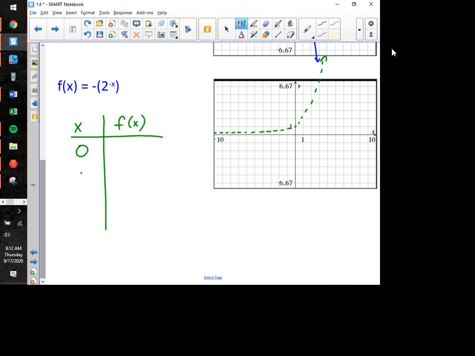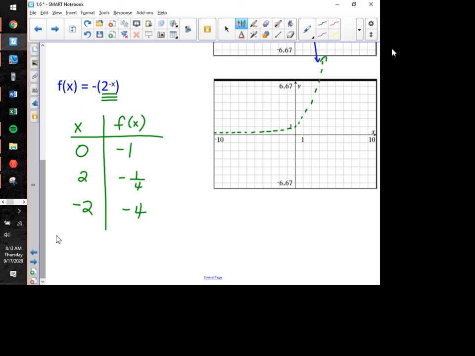And I'm going to pick 0 and 2 and -2, same x values we've been choosing lately. So when we plug in a 0, 2 to the -0 power is still 2 to the 0, and it's still 1, and the opposite of that is going to be -1. Plugging in a +2, this now becomes 2 to the -2nd power, which is 1/4, and the opposite of that is -1/4. And lastly, when we put in -2, this now becomes 2 to the +2nd power, which is 4, and the opposite of that is going to be -4.